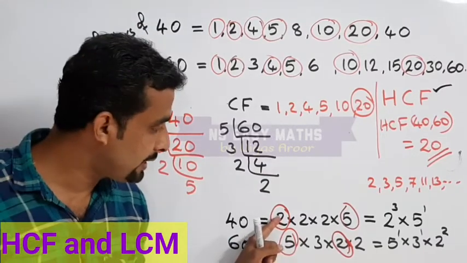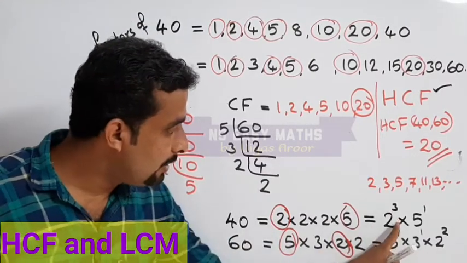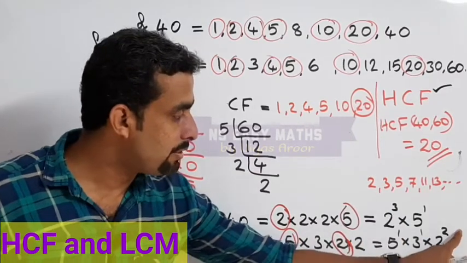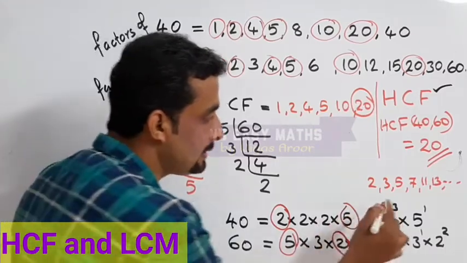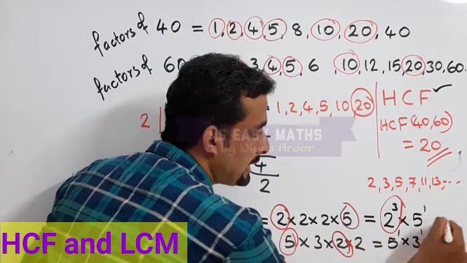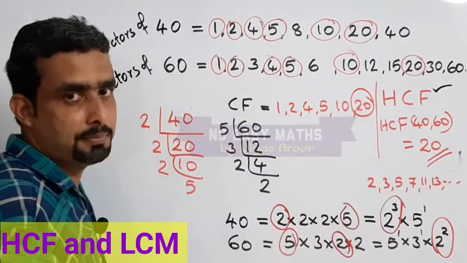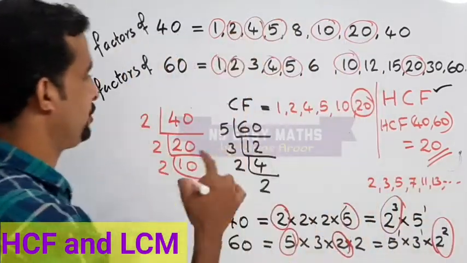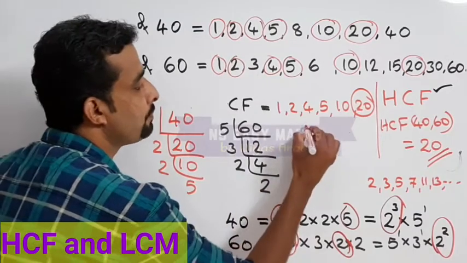Look at this 2 here and here. Here it is written as 2 cube and here 2 square. Then which is the smallest? These two are common prime factors, and among that, the smallest power is 2 raised to 2. So take 2 raised to 2.